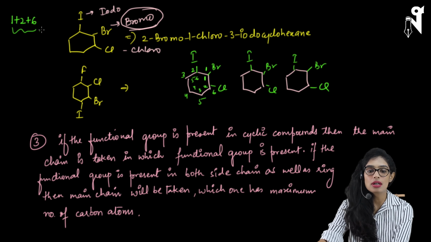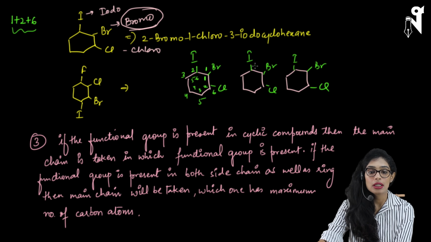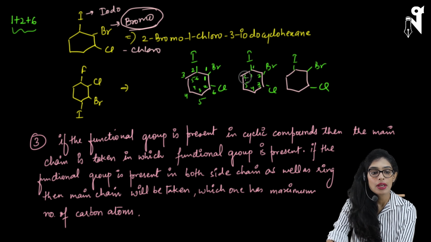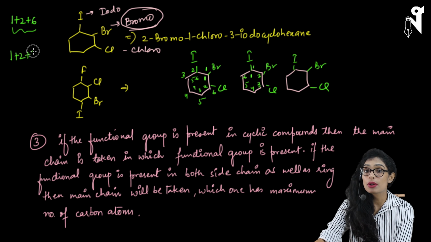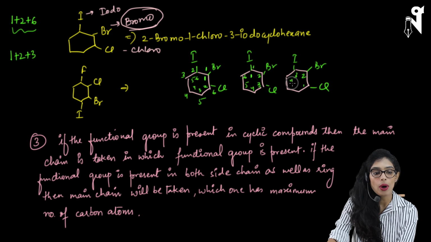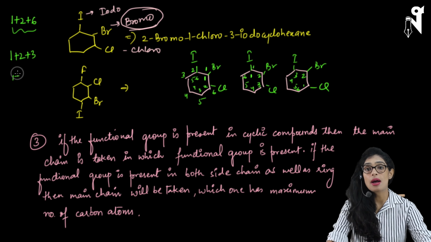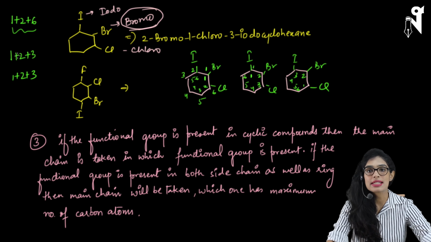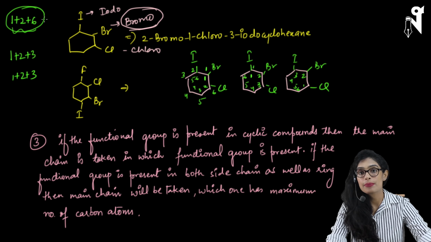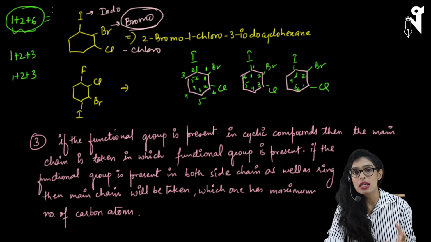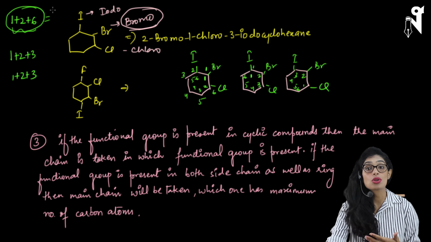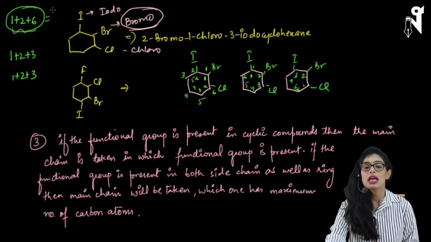Other ways, I can start my numbering from iodine. So it is 1, 2, 3, 4, 5, and 6. The positions you're getting are 1 plus 2 plus 3. And if I start my numbering from chlorine, I'll get positions 1, 2, 3, 4, 5, and 6. Again, 1 plus 2 plus 3. So giving the lowest number to bromine gives you 1 plus 2 plus 6, obviously the highest sum. Though your bromine is alphabetically first and getting the lowest number, the sum is not lowest, hence we will not consider it. Okay, now we have two options.